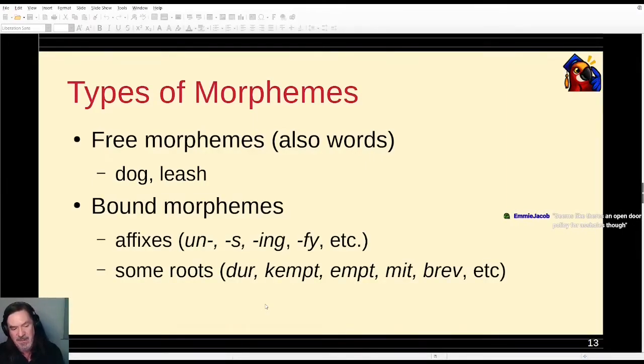So these are morphemes that cannot stand alone. Bound morphemes can't stand on their own. They need to be attached to something else. So affixes are always bound morphemes.